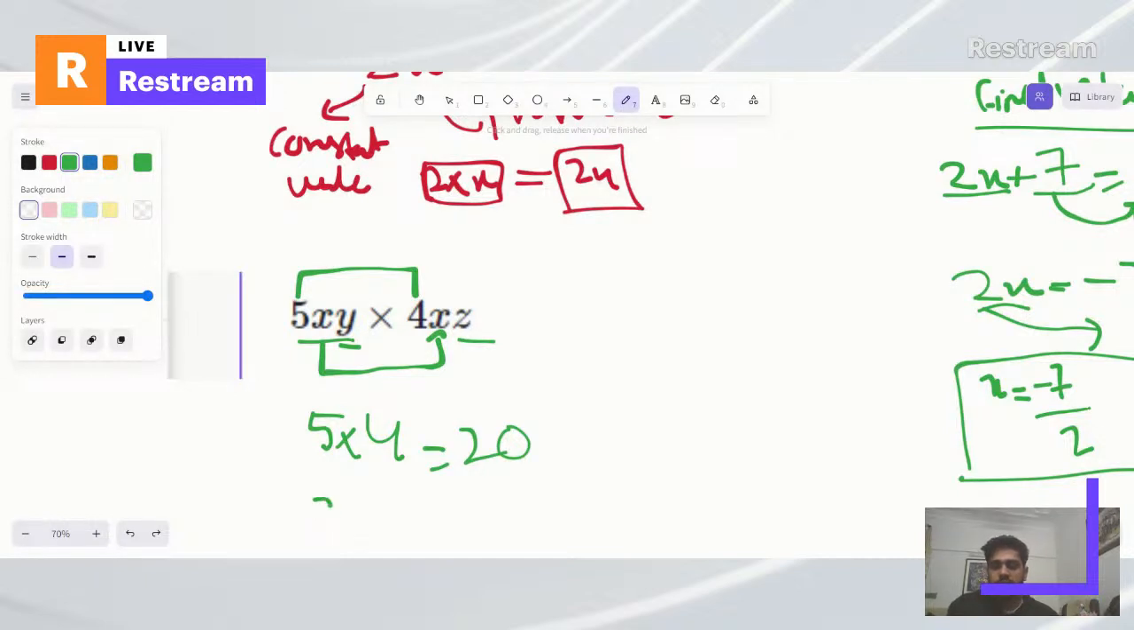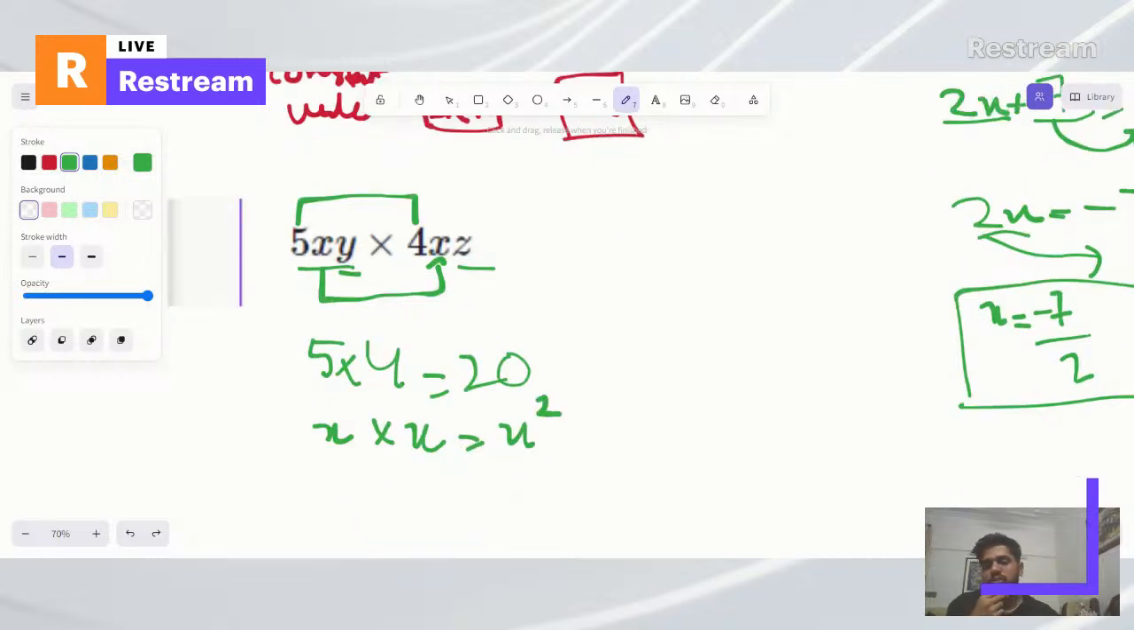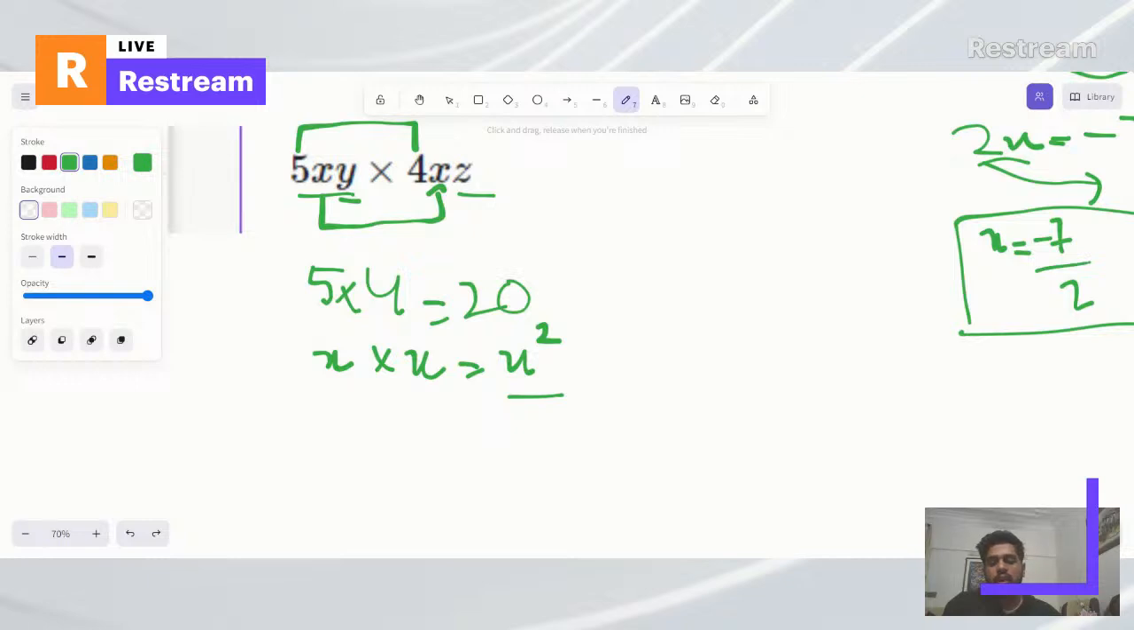right? So x multiplied by x, it's going to become what? It's going to become x squared. Okay, so that's how we write it. If there are three variables being multiplied together, it's gonna become y cube, right? If it's 4 times, then it's gonna become y to the power 4, right? So right now these two can only be simplified, right?